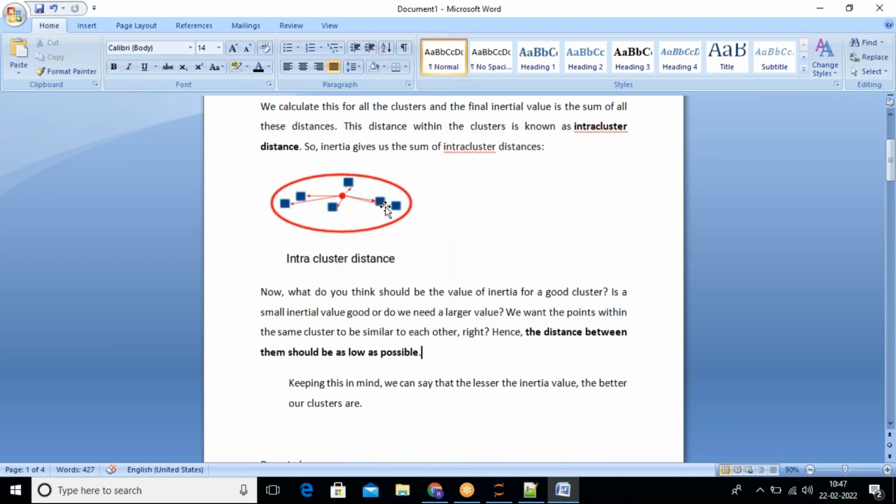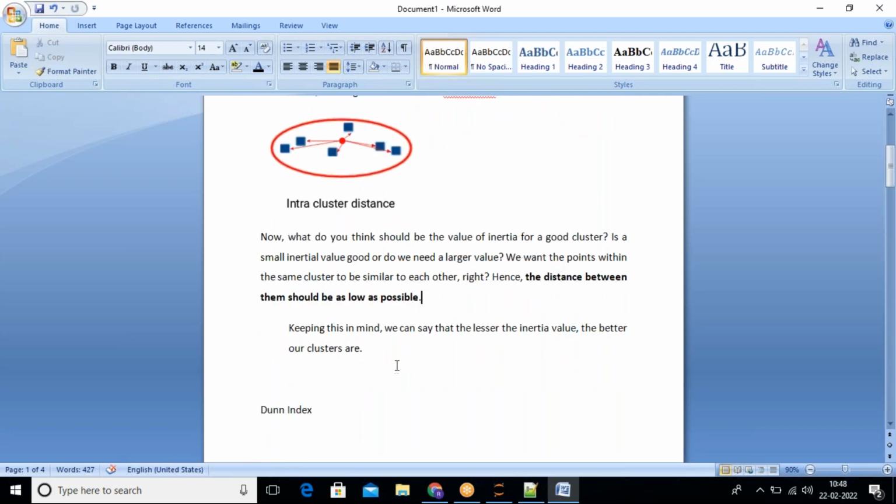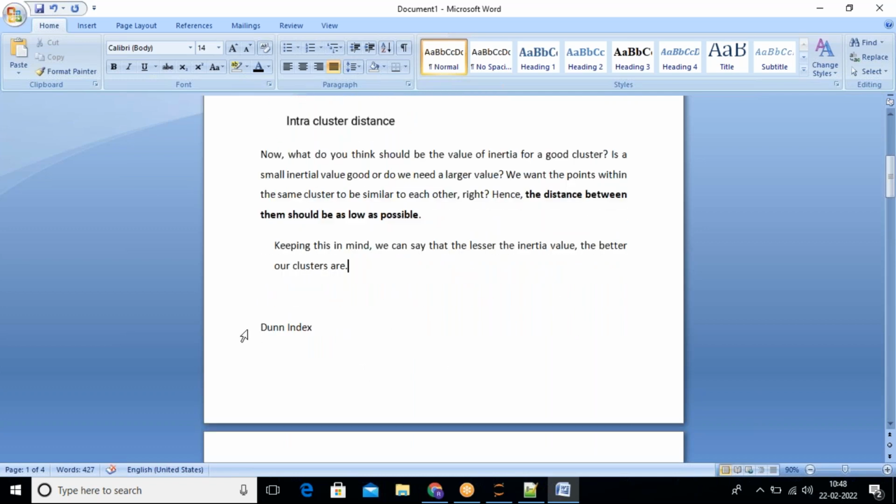Because the smaller the distance of the data points from the centroid, that means what? The data points are closely associated with that centroid. The distance should be smallest, not largest. Largest distance means the points are quite far away from the centroid, and shortest distance means the points are very close to the centroid. Getting the point? Keeping this in mind, we can say that the lesser the inertia value, the better our clusters are.